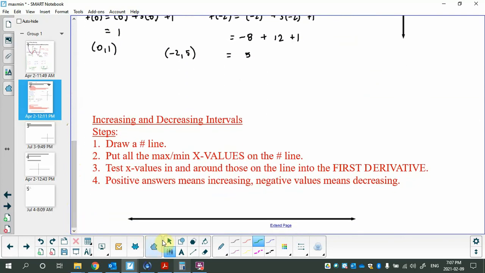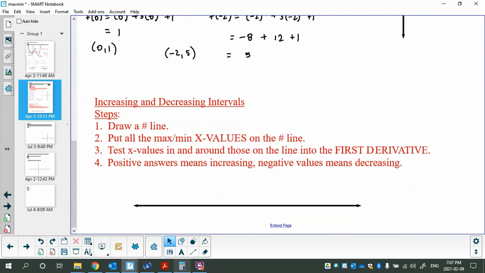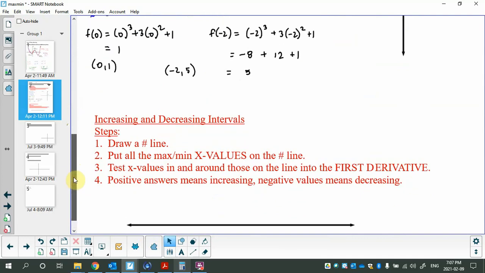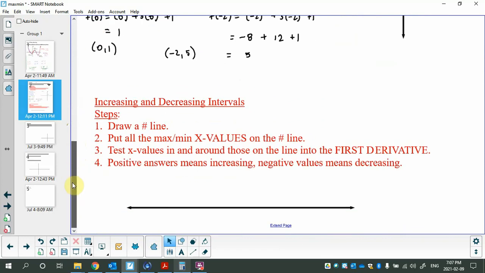Here's the instructions. Instruction 1, draw a number line. I've already set that up. 2, put all the maximum, minimum x values on the number line. So that means I have to take x equals 0 and x equals -2, and I have to place them on this number line in the correct order. So I'm going to put -2 here, and I'm going to put 0 there.